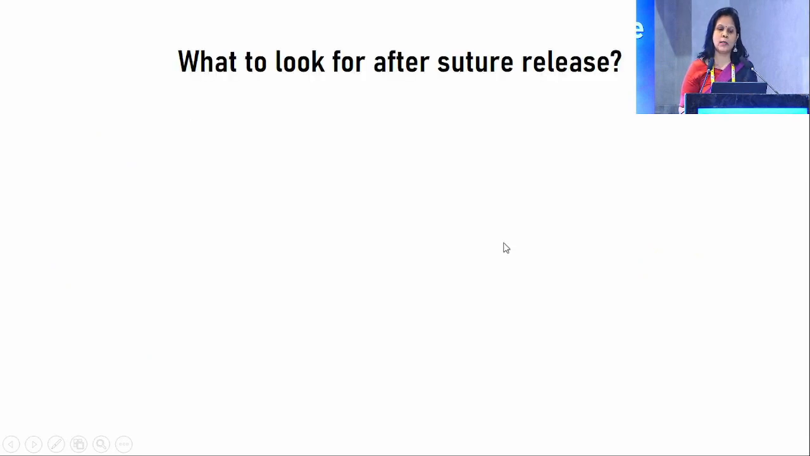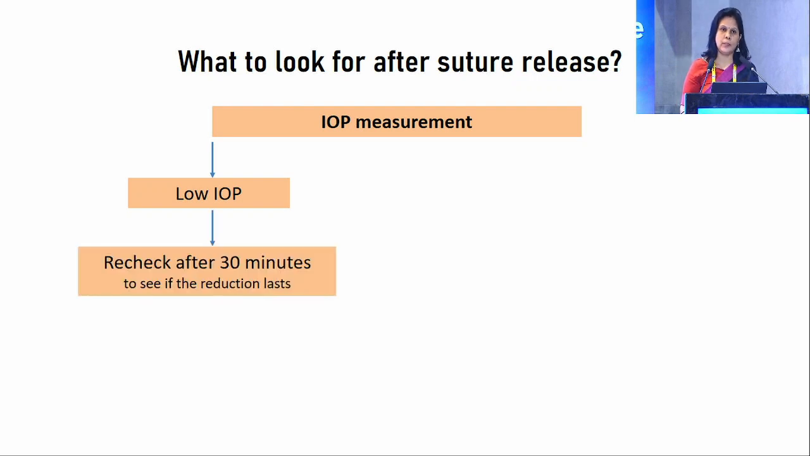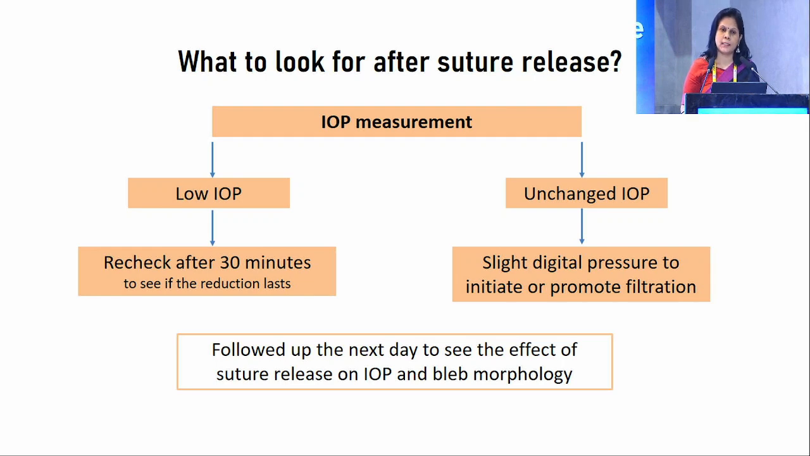So what to look for after suture release? Don't just send the patient home after releasing the suture. You can land in problems. The patient can have hypotony or anything. So if the IOP is low, recheck the IOP after 30 minutes to see if it is lasting. If the IOP is unchanged, then you can try digital pressure to initiate or promote filtration. And if it's occurring, you can send the patient with advice for home massage. And follow up the patient next day also.